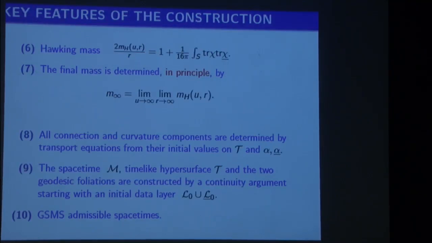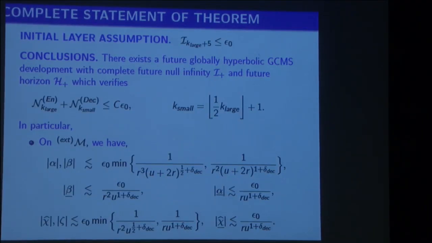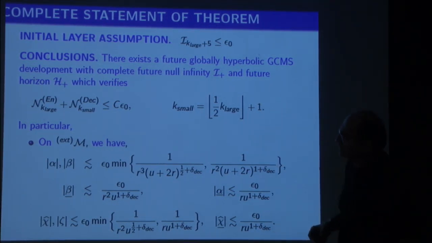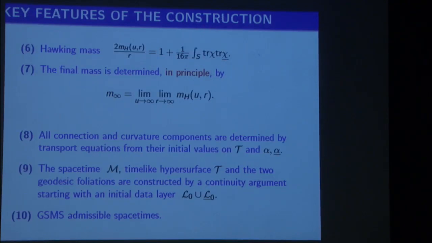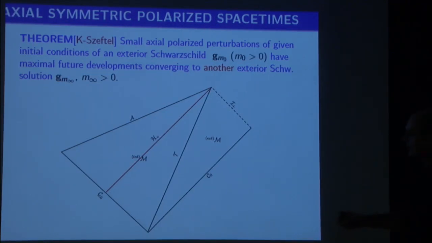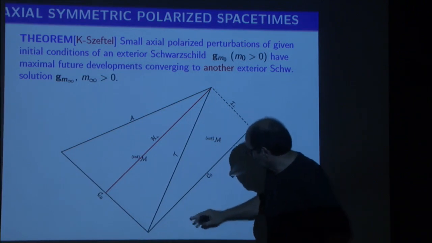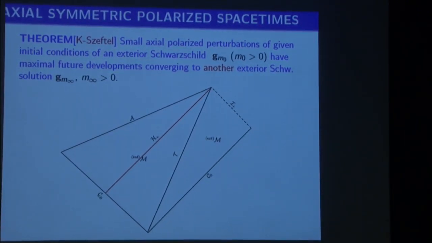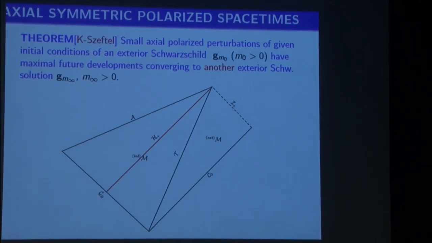Okay, so now let's talk about the complete statement of the theorem. The complete statement, of course, is too much to say, but I'd like to give at least some sense of what the theorem says. So you start with an initial layer assumption. The initial layer is really everything that happens before this. You can go a little bit further, in fact. So in the initial layer, you can assume that you are close to Schwarzschild, right? So that's a reasonable assumption.